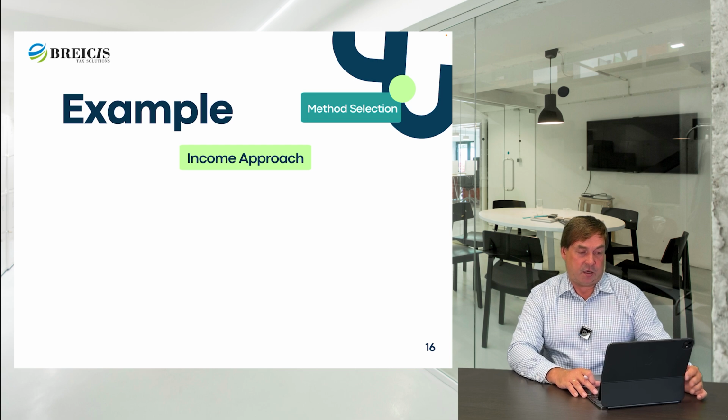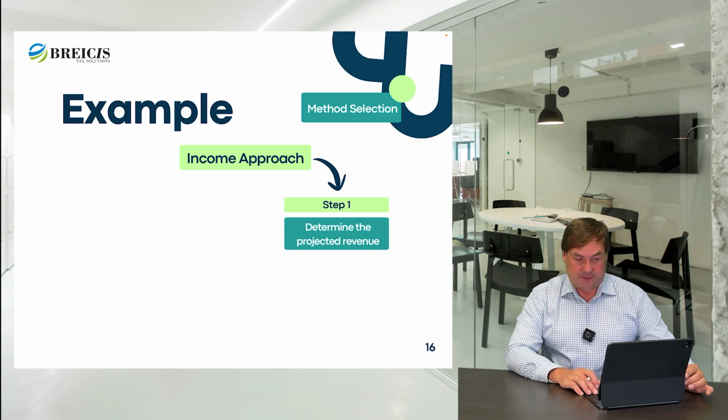And we make a conclusion that we will use the income approach. Step number 1. First of all, we have to determine the projected revenue, the projected revenue of the apparel trading company that is using this trademark.